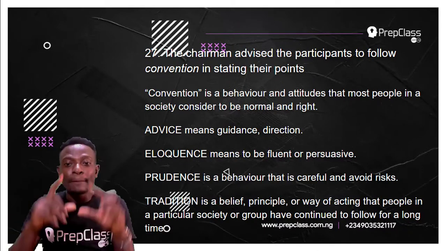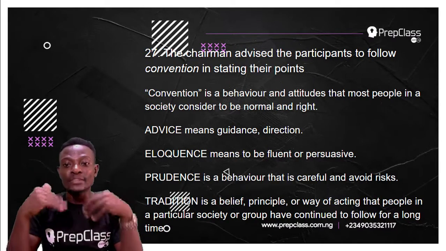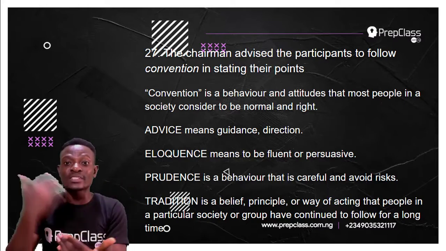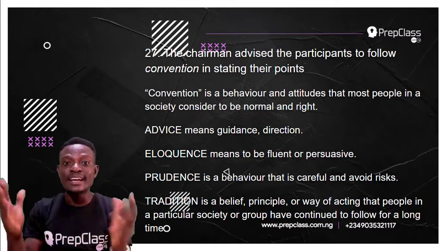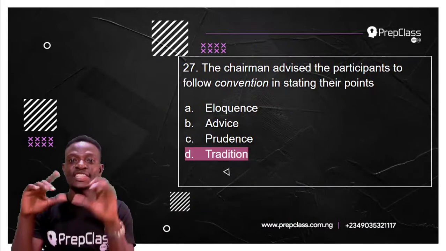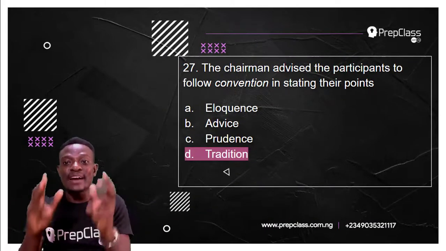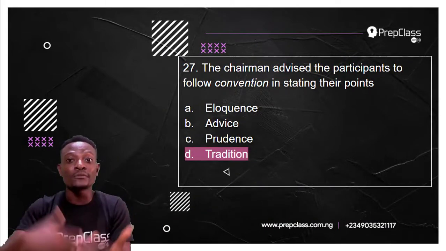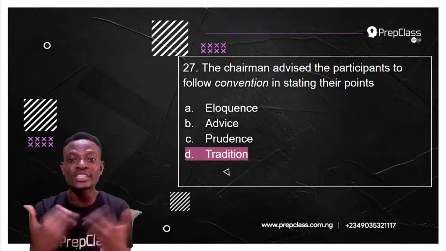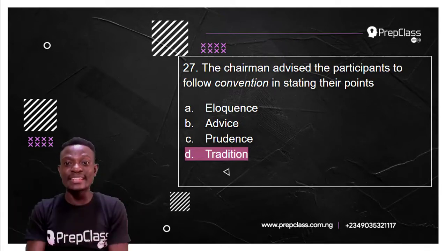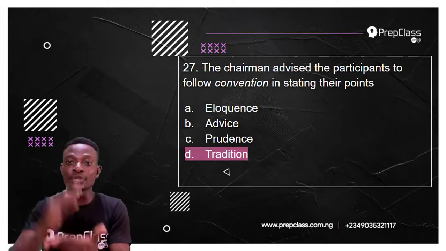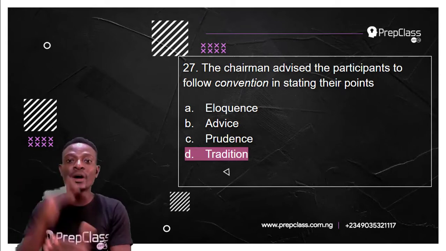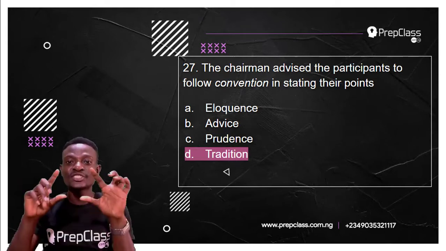Now, following a particular belief, a particular way of acting for a long time means they consider it to be normal and right. So the answer to this question is tradition. The chairman advised the participants to follow convention in stating their points. Follow the tradition. There is a way we do things here. Follow the convention. Follow the tradition. So the answer to this question is tradition.